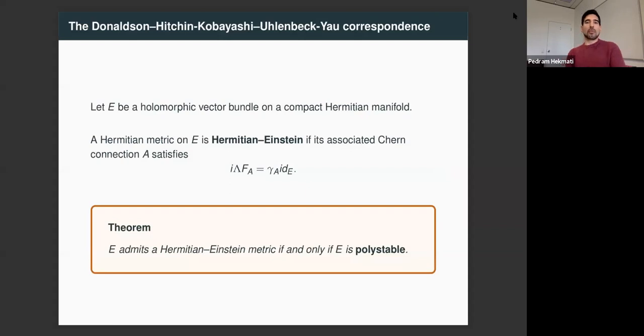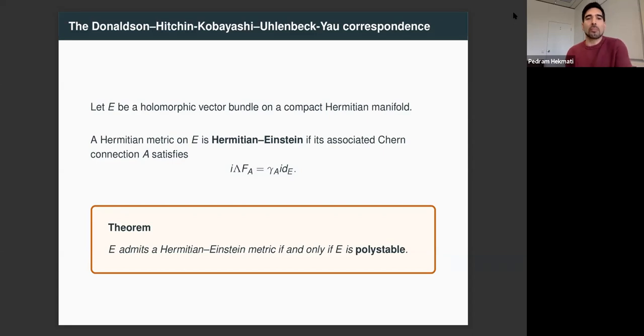Right, so before getting started, let me actually state the theorem that we want to extend to the foliated setting. We're looking at holomorphic bundles on compact Hermitian manifolds. And the correspondence gives you a necessary and sufficient condition for the existence of Hermitian-Einstein metrics on holomorphic bundles.